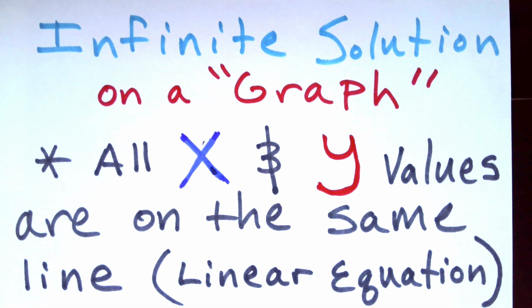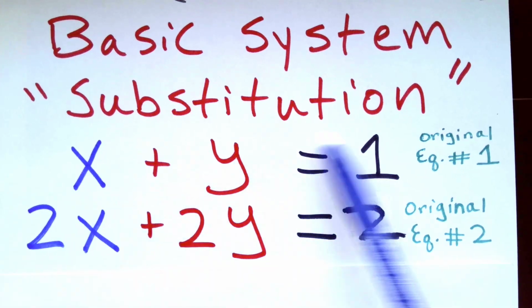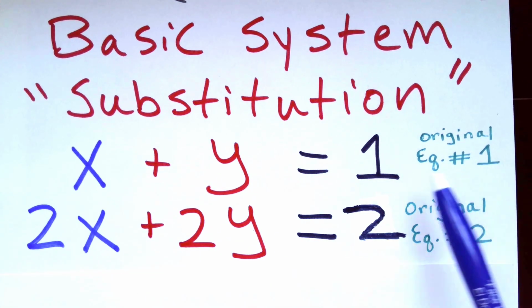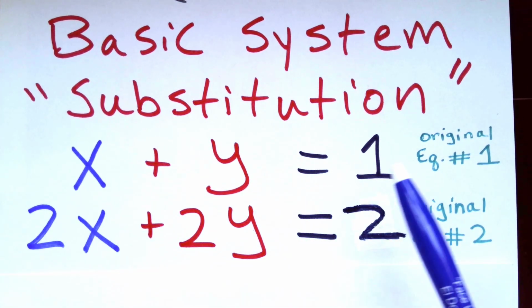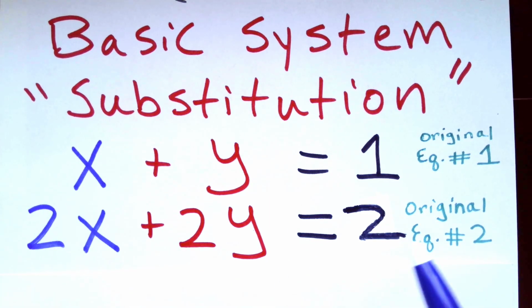So let's just get started. I'm going to do a substitution. I'm going to do an elimination. I'm going to show you what that'll look like with a graph of the system of equations as well. So let's solve a basic system of equations using substitution. We have our original equation 1, x plus y equals 1. We have our original equation number 2, 2x plus 2y equals 2.